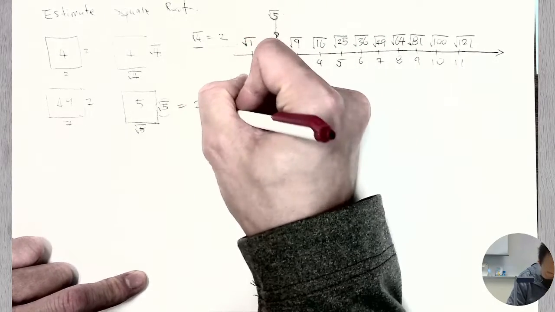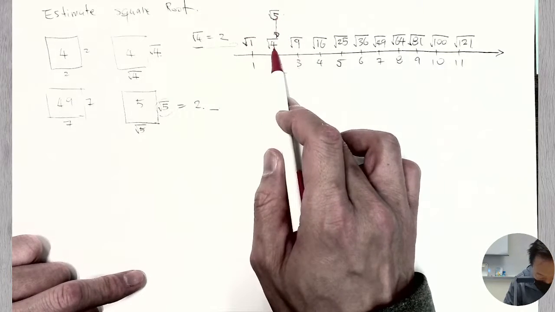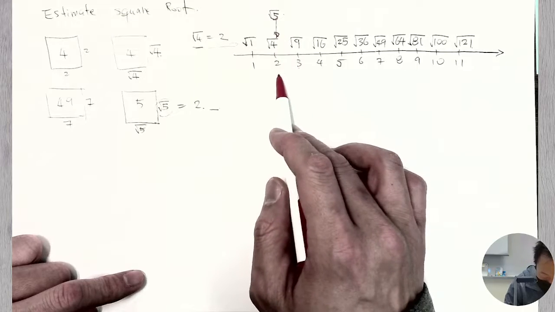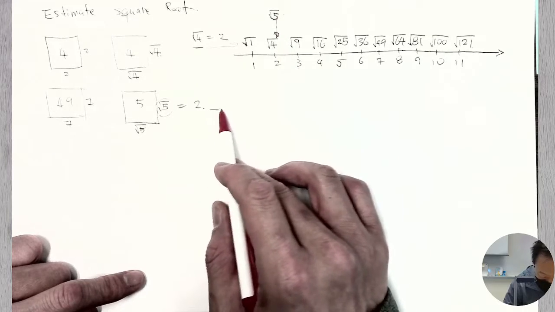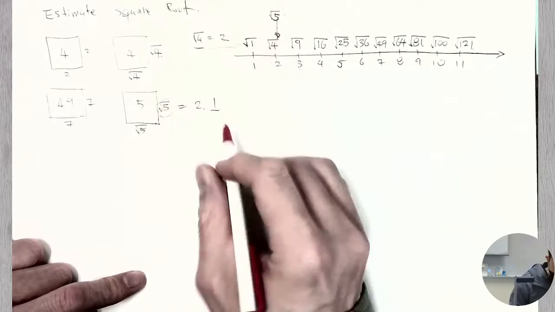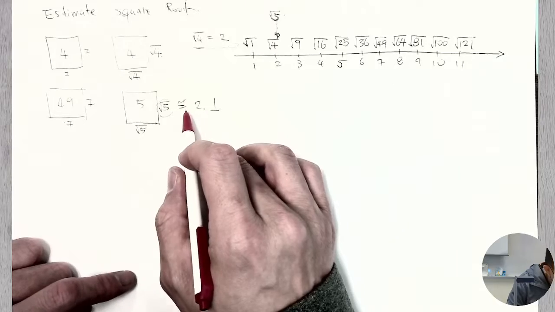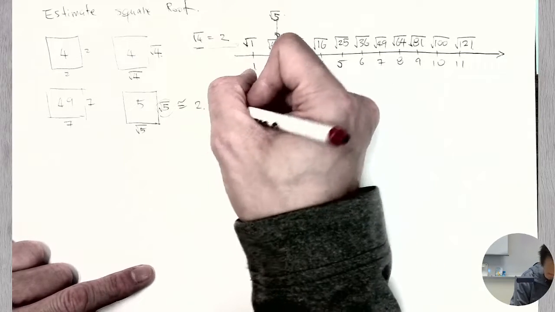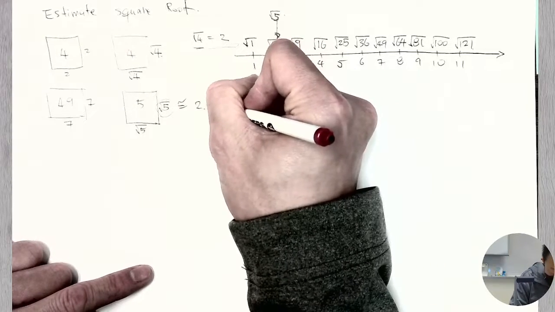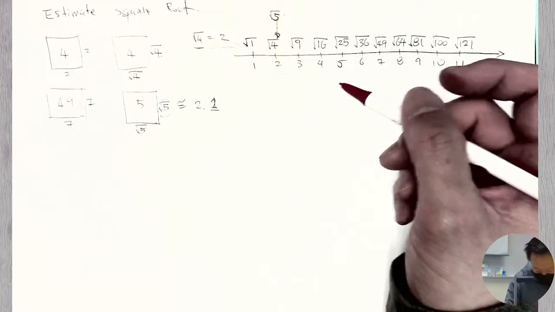It's going to be 2 point something. Let's figure out the something. We know 5 is closer to 4 than 9, and therefore this decimal would be leaning towards 2. We can say it's 2.1. And if we don't know for sure, let's put a wavy sign on top of this equal. You can say 2.1, you can say 2.2. It doesn't really matter in this case, because we are approximating.